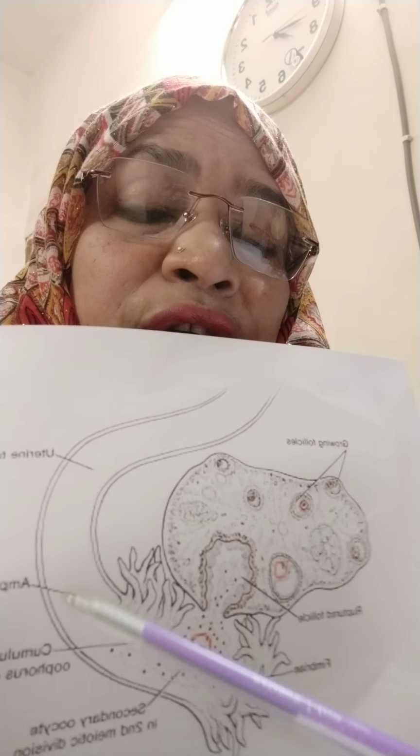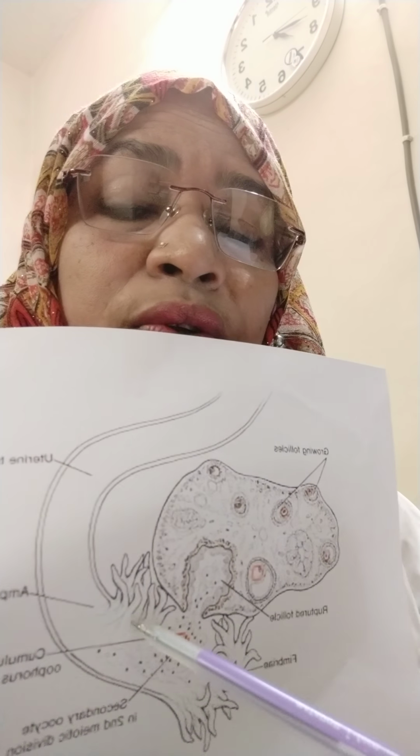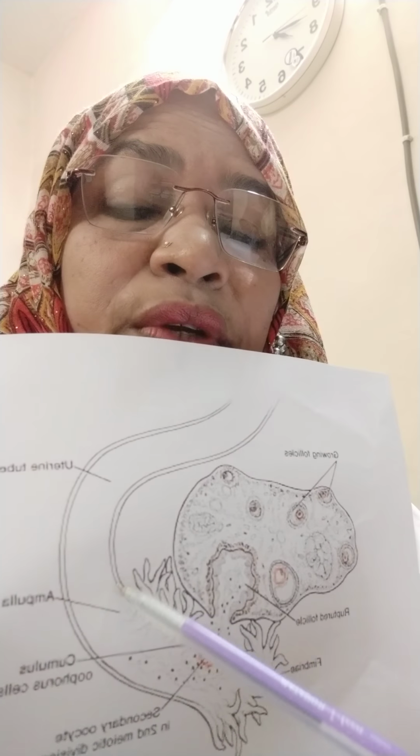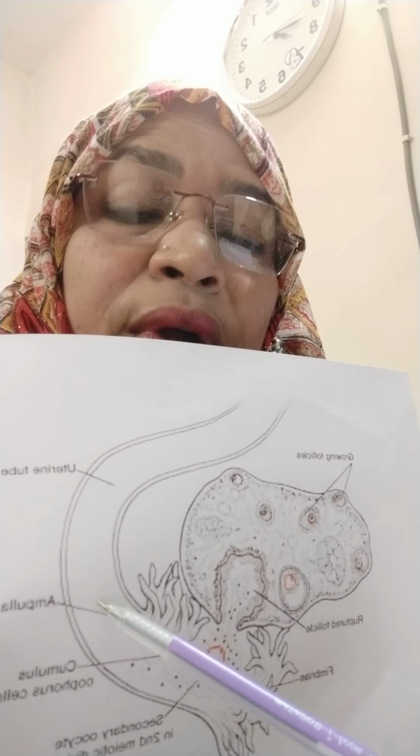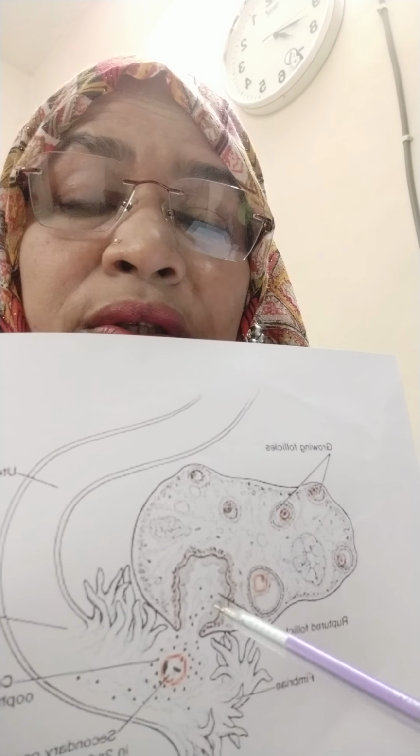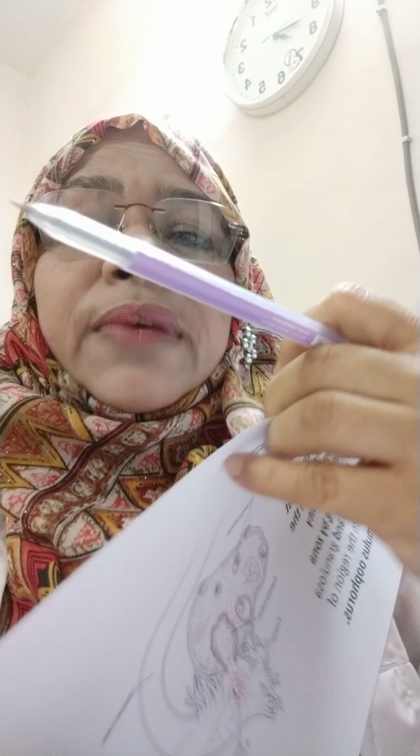With the rhythmical contraction of the fallopian tube, the oocyte gradually goes to the most dilated part of the uterine tube, the ampulla. So this is ovulation. By definition, what is ovulation? Ovulation is a process.